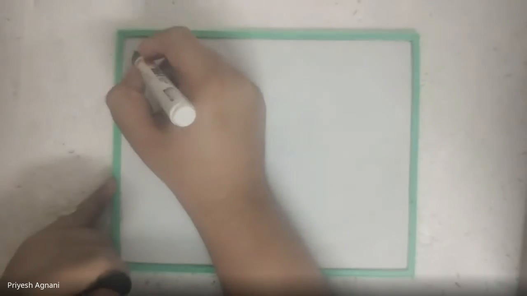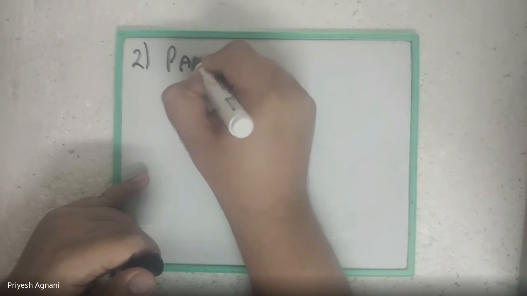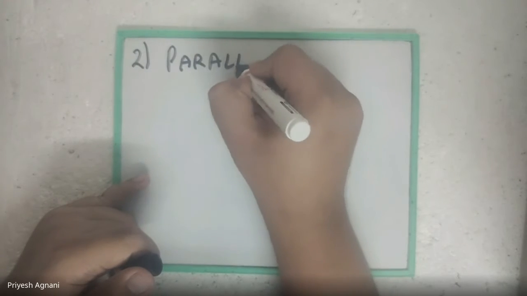Next, we are going to see the topic on page number 264. You can turn your pages. The topic of parallelogram. Put the heading in your fair books. Parallelogram.